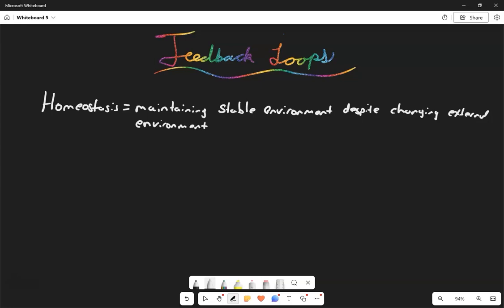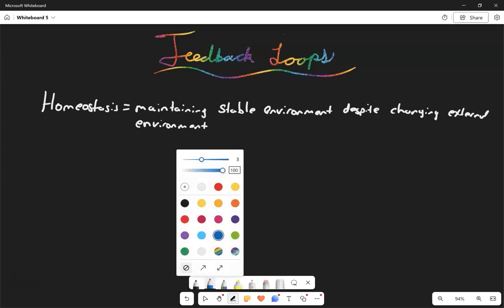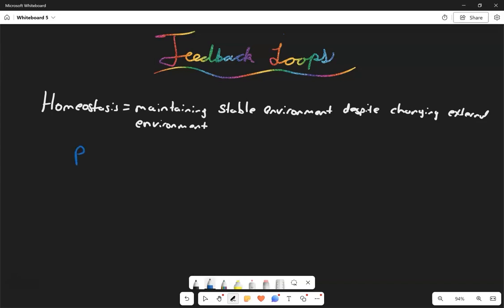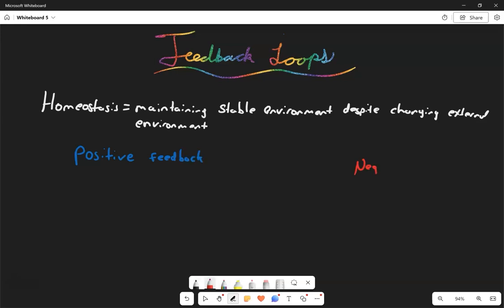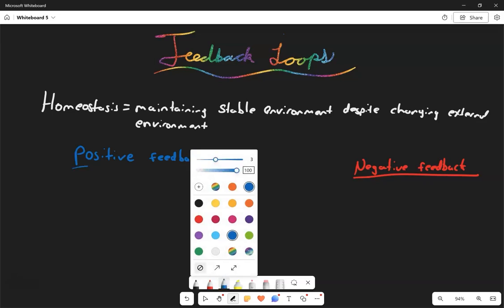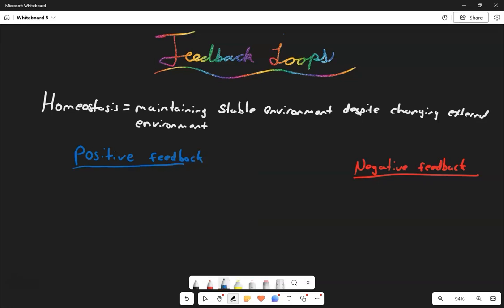And oftentimes we regulate it using these things called feedback loops. And there are two different types of feedback loops that we talk about. There's something known as a positive feedback loop, and there's something known as a negative feedback loop. A lot of times when we talk about feedback loops, we tend to talk about negative feedback loops because they are the most common. Positive feedback loops are relatively rare and they often lead to damage inside of the body.